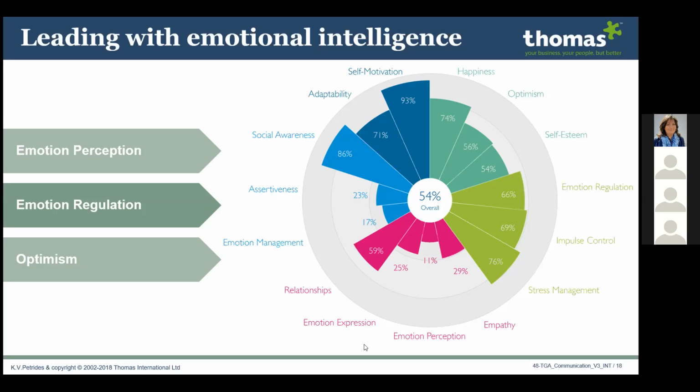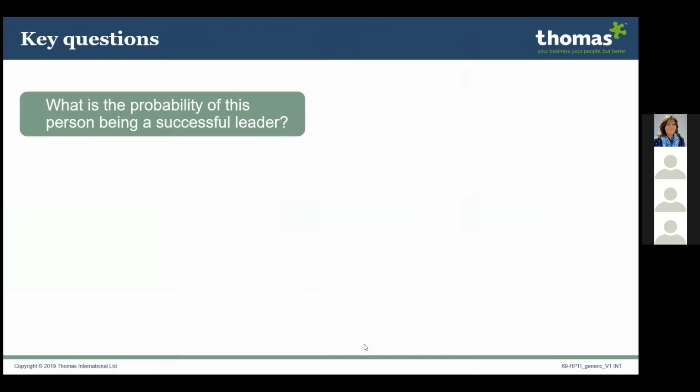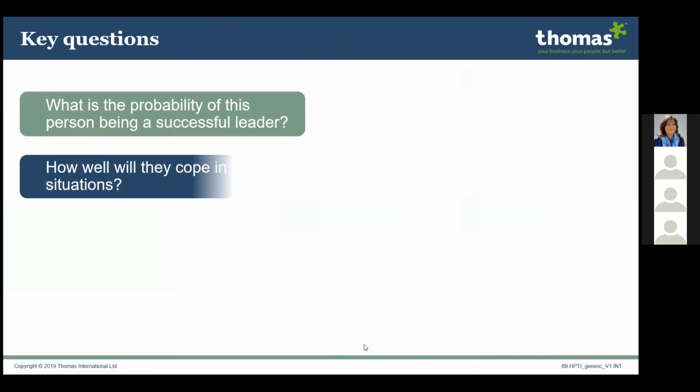So using the PPA and using the TQ already provides you with a wealth of information. However, it might not answer all the questions that we need to know. Such questions are, what is the probability of this person being a successful leader? Again, think back to that situation where on paper your candidate was ideal and perfect, but why didn't they pan out the way you thought they might have? Next, how well will they cope in stressful situations?